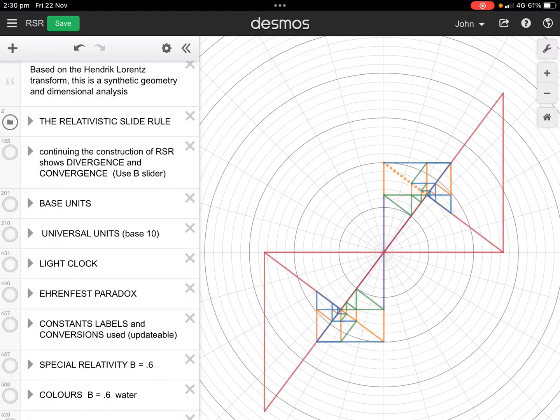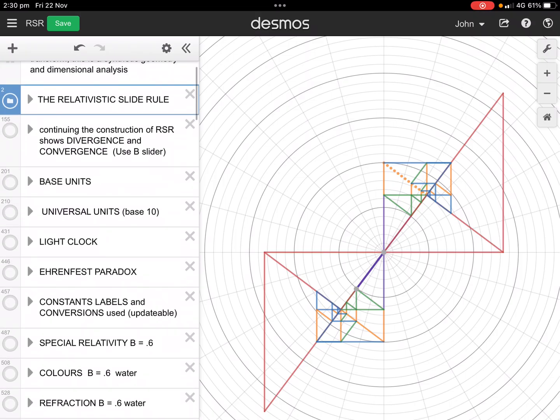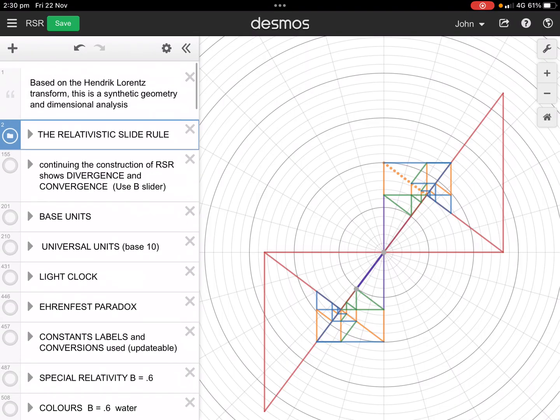I've given up on the superposition, so I've just simply separated it out so that you've got a relativistic slide rule above and another one below, and you can imagine it's rotating around that central point, and that would be to do with cosmological objects anyway. That's how it is.